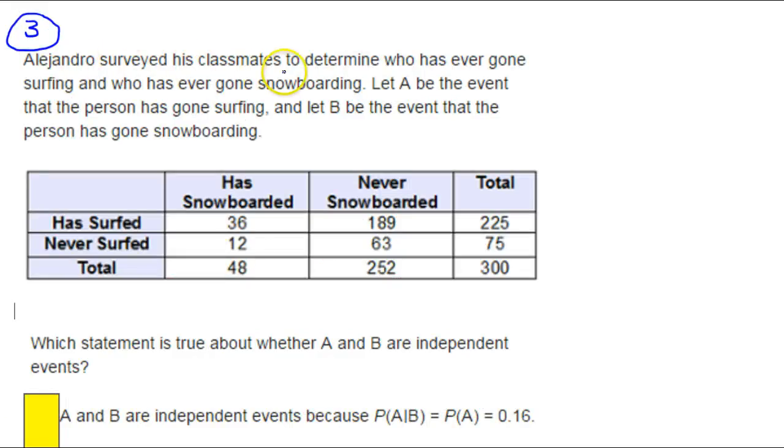Alejandro surveyed his classmates to determine who has ever gone surfing and who has ever gone snowboarding. Let A be the event that a person has gone surfing. Let B be the event that the person has gone snowboarding.